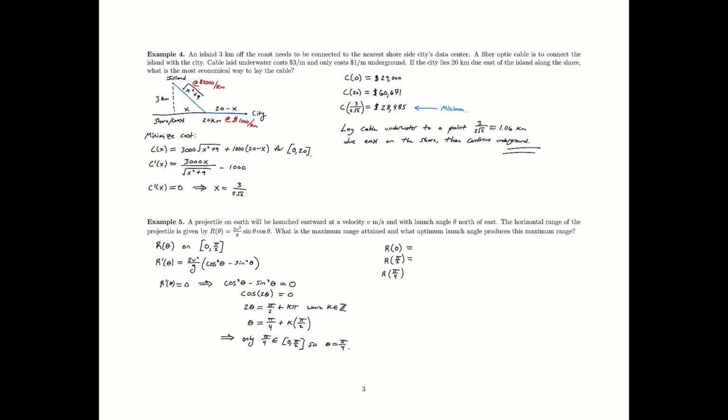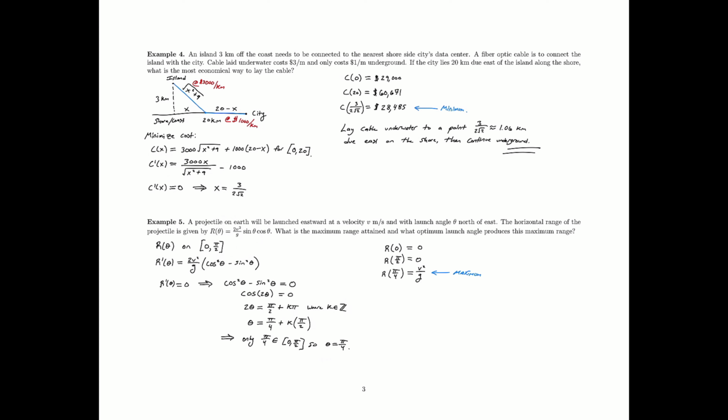So if we plug them into our function right here, we'll see that when theta is 0, sine is 0, so this whole thing is 0. And when theta is pi over 2, that makes cosine 0, so this whole thing is 0. So these first two options, we get 0. And then if we plug in pi over 4, we end up getting v squared over g. And this is our maximum range.